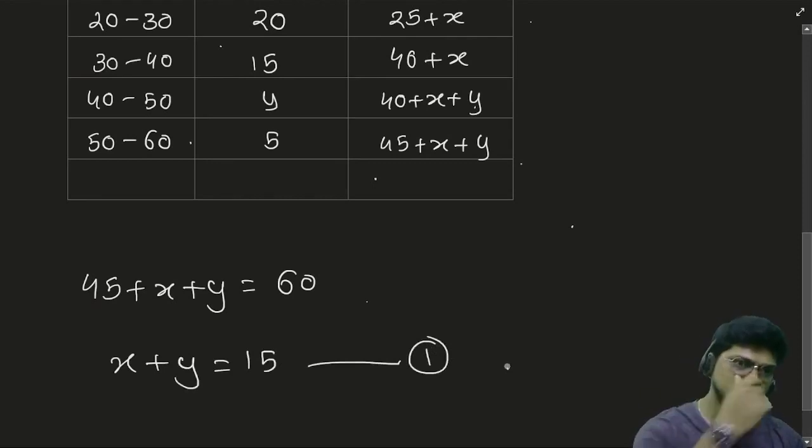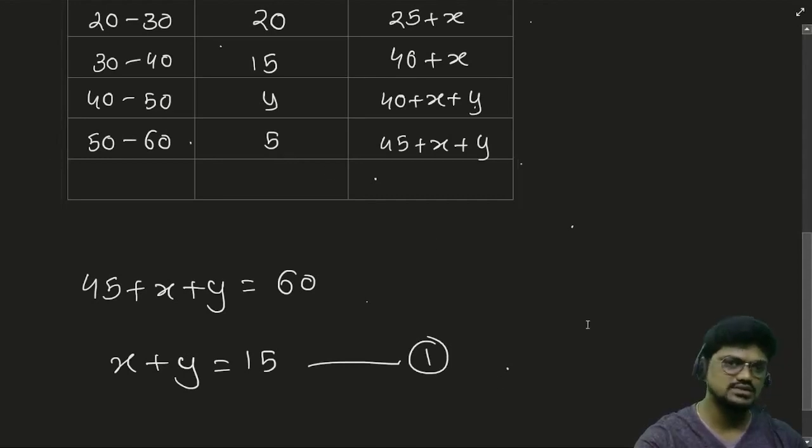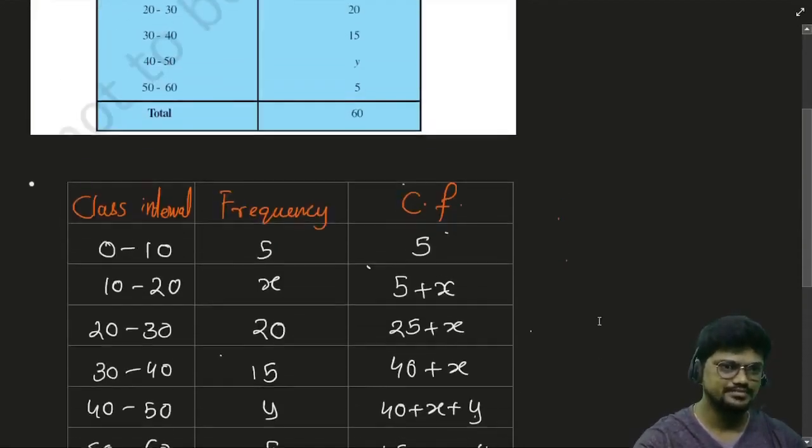We'll need one more equation. From the median data which we have, from that you will get one equation, and then you have to solve the two equations, and then you'll get the values of x and y. Now to make the other equation is the task, using the formula.